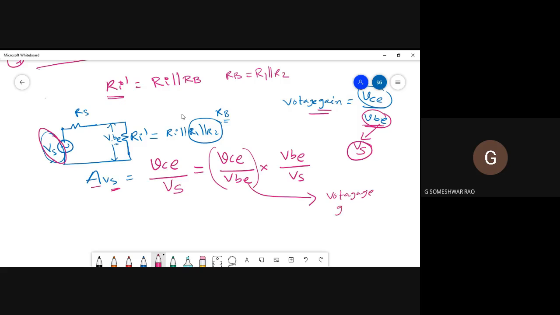We already derived it: AV is equal to AI into RL dash by RI. Am I correct? You have to recollect. Yes, sir. Am I correct? If I am wrong, please let me know. Is this expression correct?